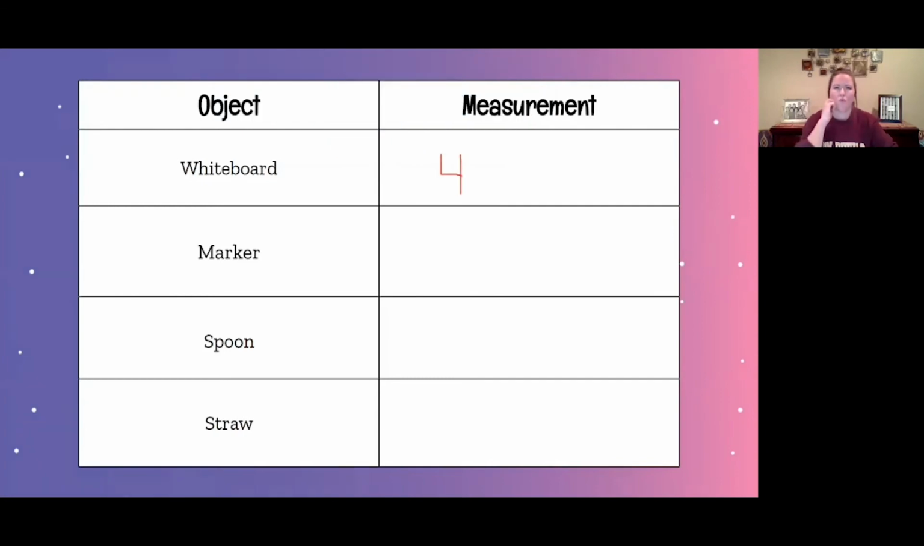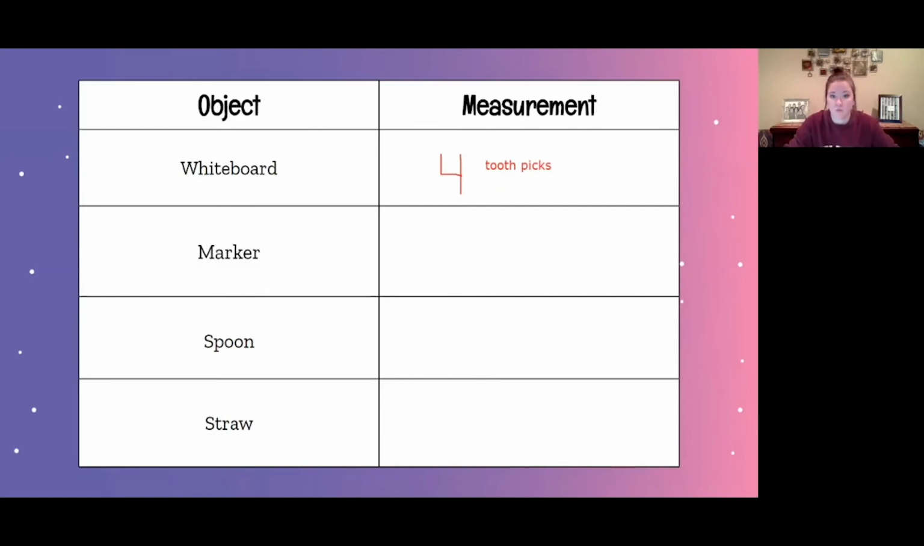But about 4 what? About 4 shoes? About 4 cups? About 4 toothpicks. So this is where our unit of measurement is very important. So not only do we have to write 4, we have to write our unit. So 4 toothpicks. Just like that. Nice job. All right, let's keep it up.